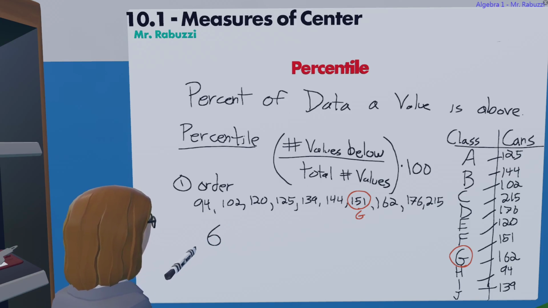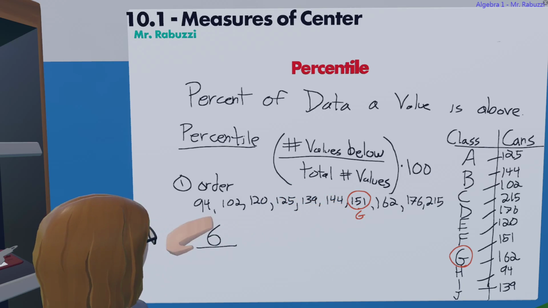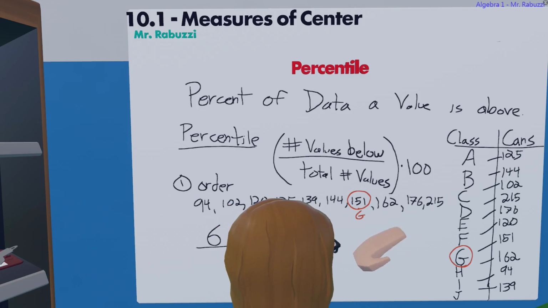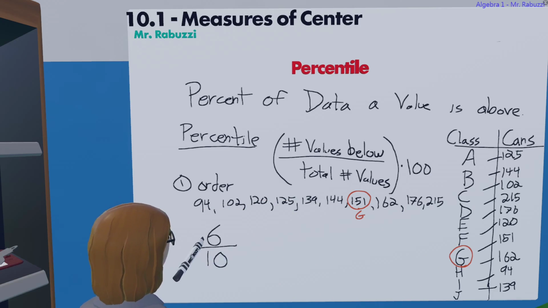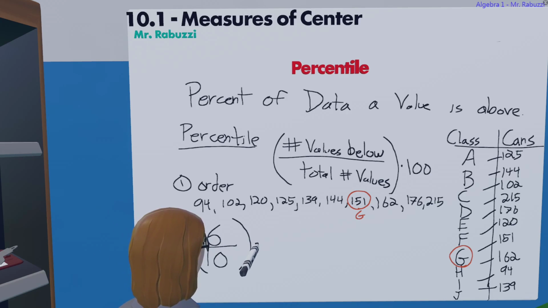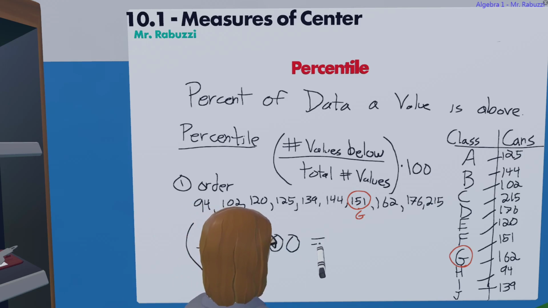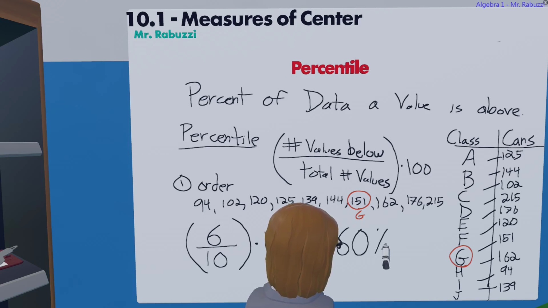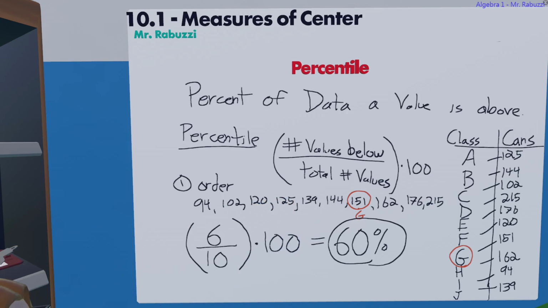So there are 6 numbers below it, and we divide that by the total number of values. So what's the total? How many numbers do we have? Well, 1, 2, 3, 4, 5, 6, 7, 8, 9, 10. So in total, we have 10 numbers. So do that division, 6 divided by 10. And then when you have that in your calculator, multiply the answer by 100. And you'll get 60, which means it is the 60th percentile. That classroom was in the 60th percentile for collecting goods.